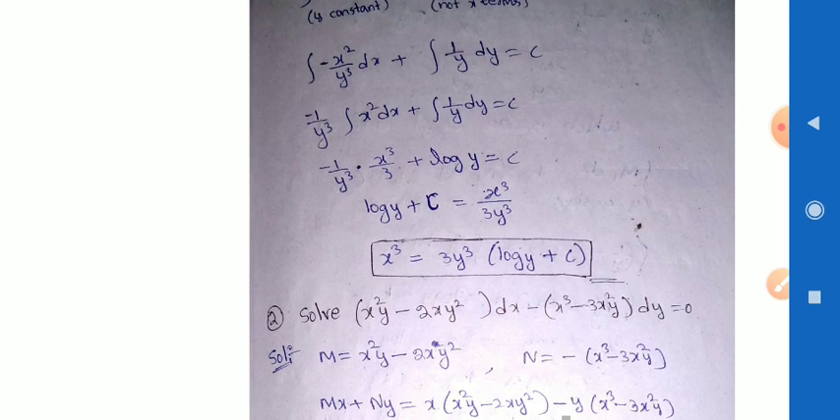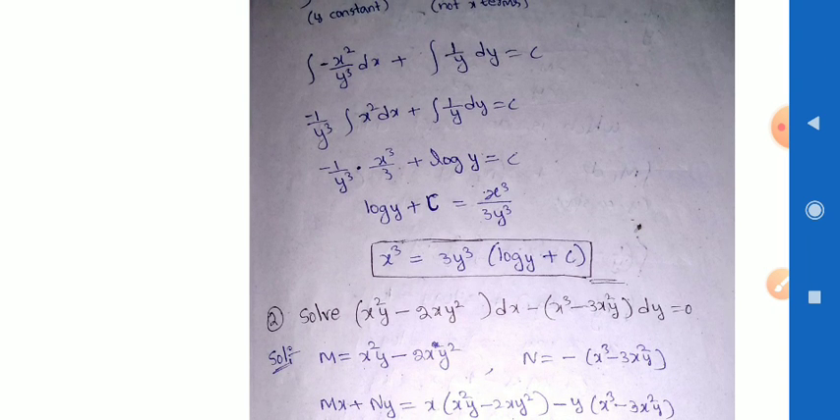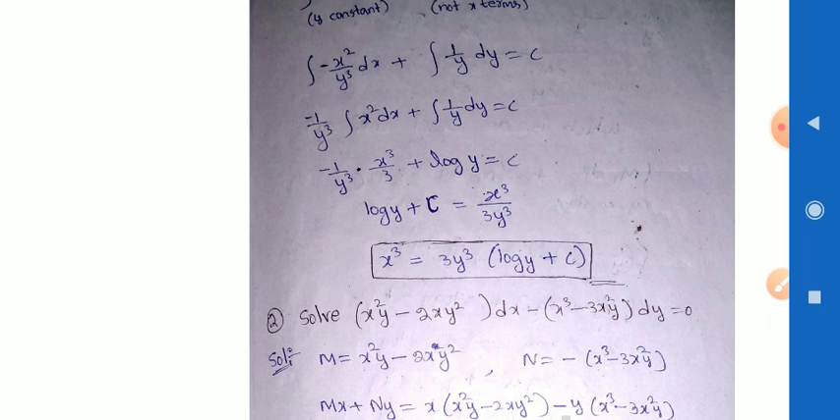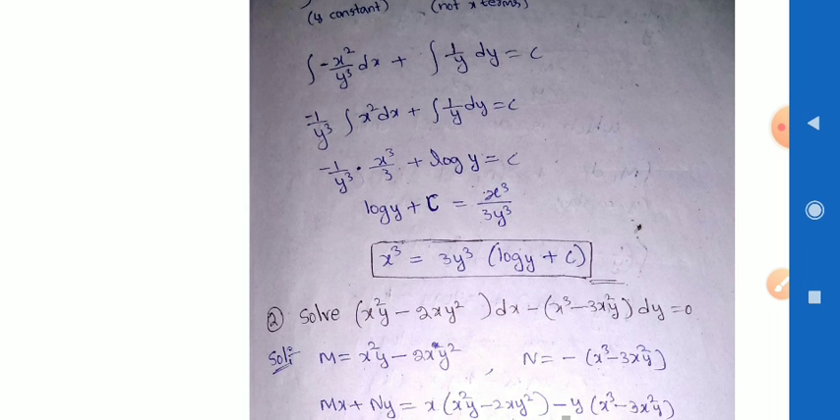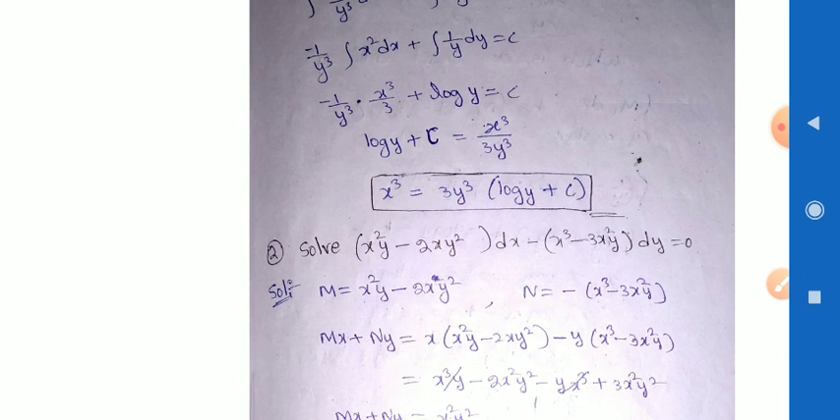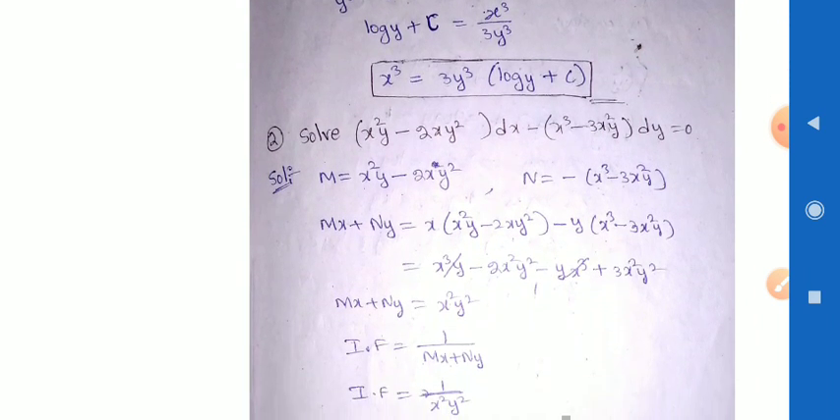And by simplification we get log y plus c is equal to x cube by 3 y cube. Then x cube is equal to 3y cube into log y plus c, which is the general solution for the given differential equation. Now another problem.